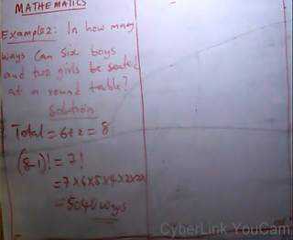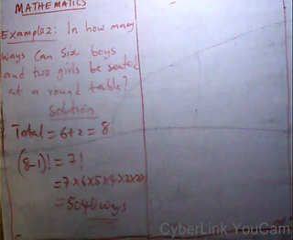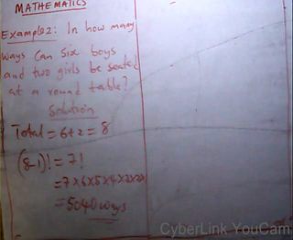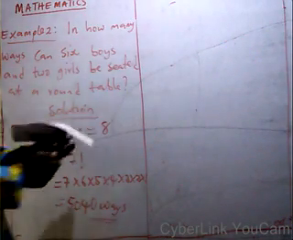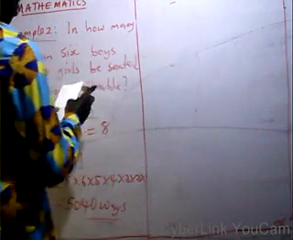Combination. A combination may be defined as a selection of R different objects from N distinguishable objects in which the order of selection does not matter. In which the order of selection does not matter. What did I mean?